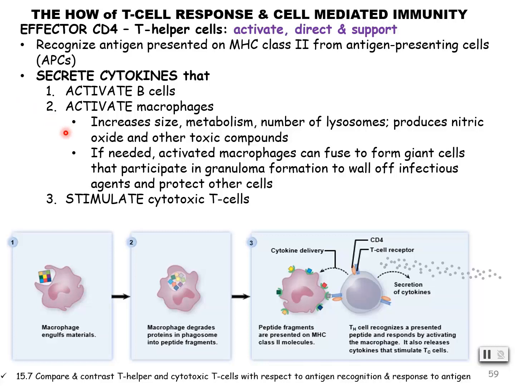Oh, it gets bigger. It increases its metabolism and number of lysosomes, that's how it dissolves things, and nitric oxide and other toxic compounds, that's what it uses to kill. Also, macrophages can form a really big cell, so that's what happens in granuloma formation when they can't kill it, but they can wall off that part. We saw that with tuberculosis, just to protect other cells, and then they also release cytokines that stimulate cytotoxic T cells.